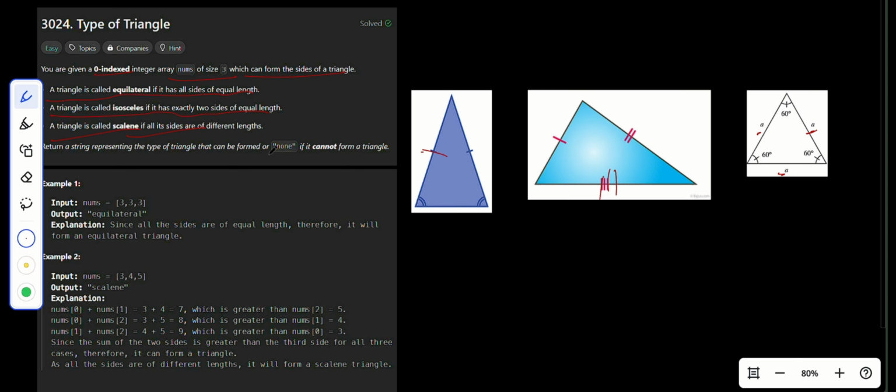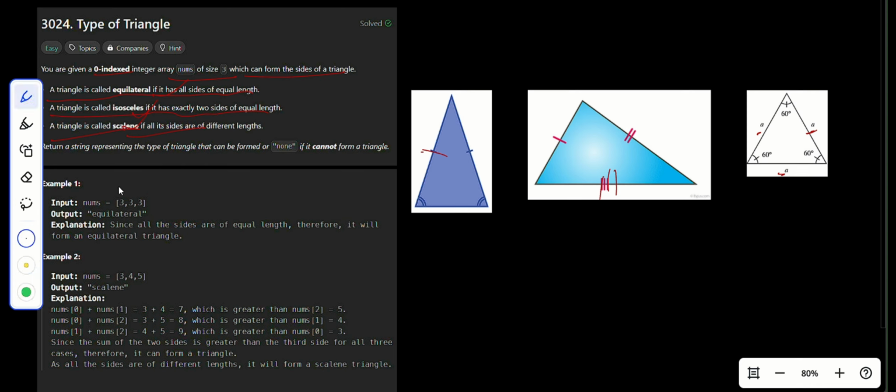So given an input, we have to find whether this particular input is equilateral, isosceles, or scalene. Or, I did not see this the first time, you also have to check for the none case, where we cannot form a triangle.